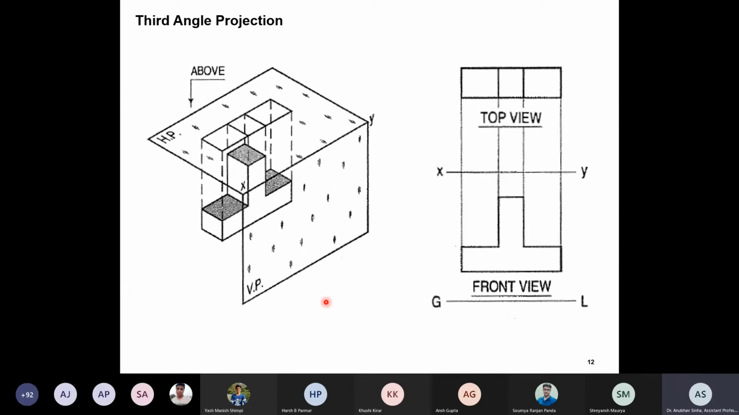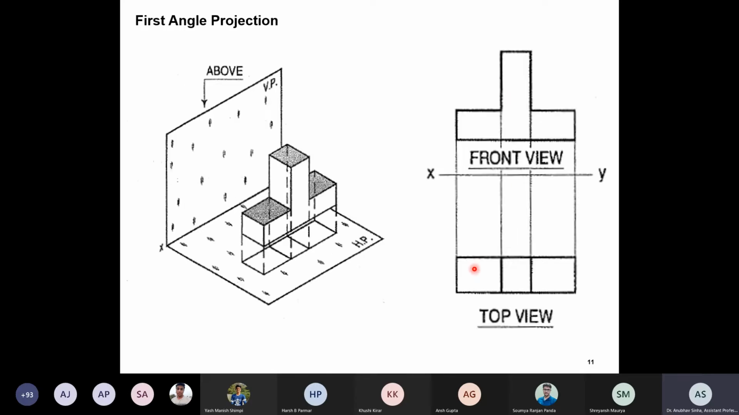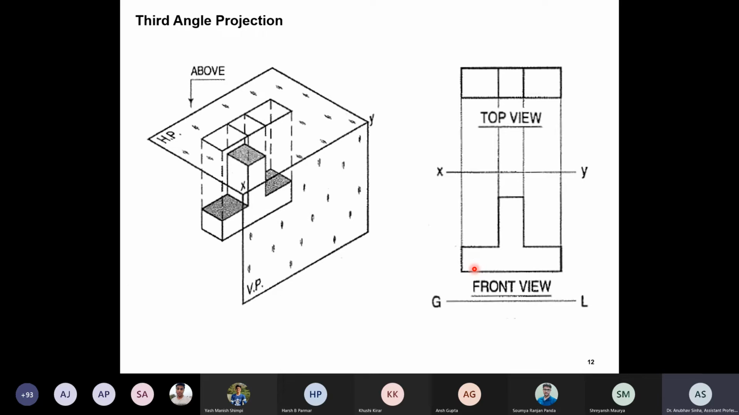And for third angle, if you look at this picture, this plane goes up. So then you get the top view on here and the front view here. You see the difference between these two, how front view and top view are changing.